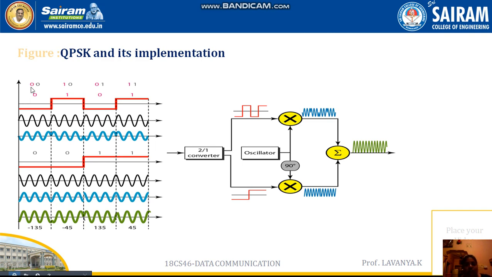I have taken the first one, 0 and 0, I got 0. Again, 1 and 0, I got 1. Then 0 and 1, yes, 0. And 1 and 1, 1. See, the resultant of these values, I have divided from the given input values. So this is what we call a 2 by 1 converter.